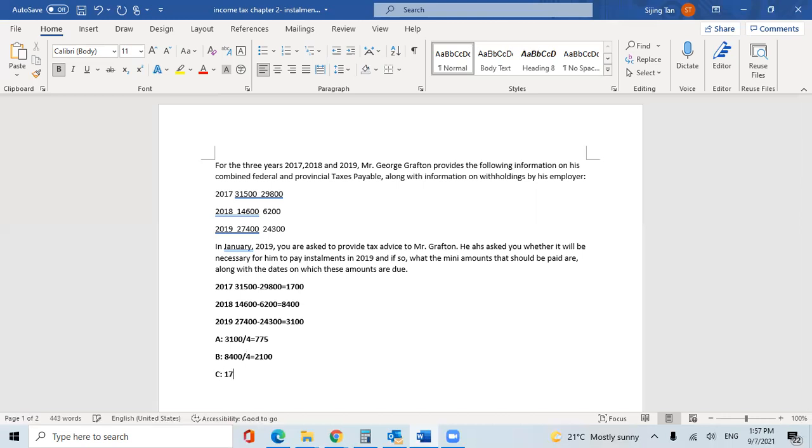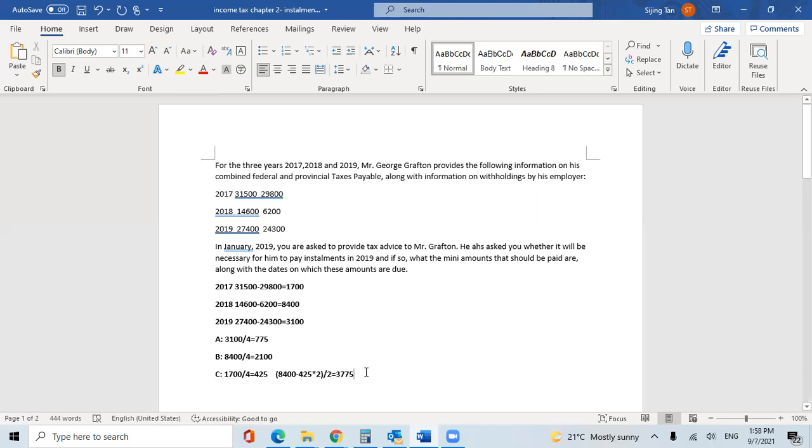Now, question C, we need to do the first quarterly payment. We use 1,700 divided by 4, which is 425. That's a good one. But when you keep doing the calculation, you need to use 8,400, you deduct 425 times 2, right? And then you divide by 2 with the total amount. This way, you come out with 3,775.